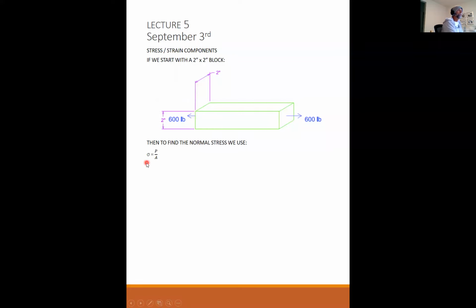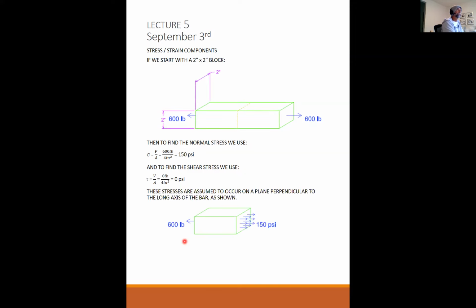So if we start with a 2-inch by 2-inch block, like so, and this block is defined 2 inches by 2 inches, and it has 600 pounds of tension on the block. Then to find the normal stress, we will use stress is equal to P over A. So the P is 600 pounds clearly, and the A is 2 by 2 is 4 inches squared. So my normal stress is 150 PSI.